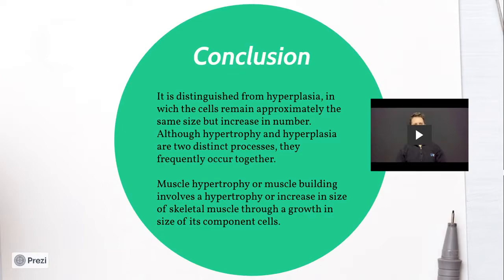Conclusion. It is distinguished from hyperplasia, in which the cells remain approximately the same size but increase in number. Although hypertrophy and hyperplasia are two distinct processes, they frequently occur together. Muscle hypertrophy or muscle building involves hypertrophy or increase in size of skeletal muscle through a growth in size of its component cells.